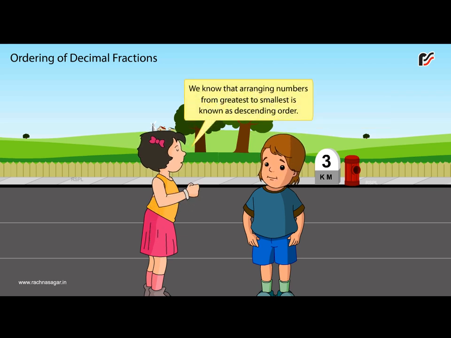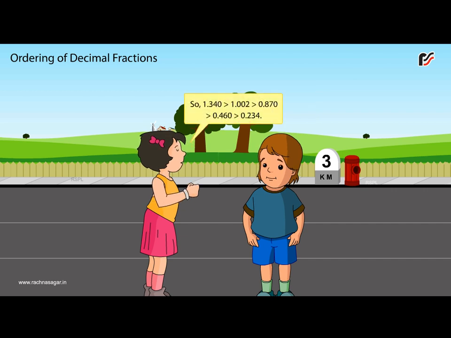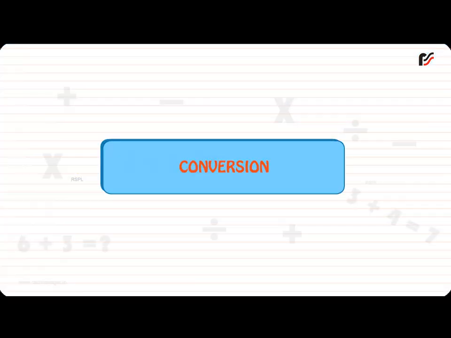We know that arranging numbers from greatest to smallest is known as descending order. So, 1.340 is greater than 1.002, greater than 0.870, greater than 0.460, greater than 0.234.